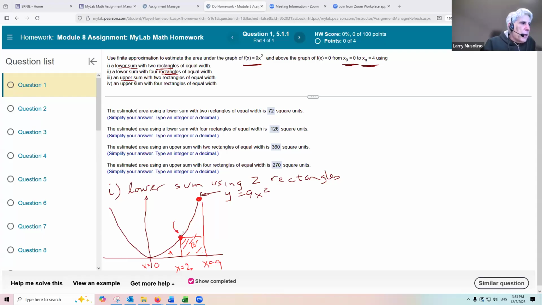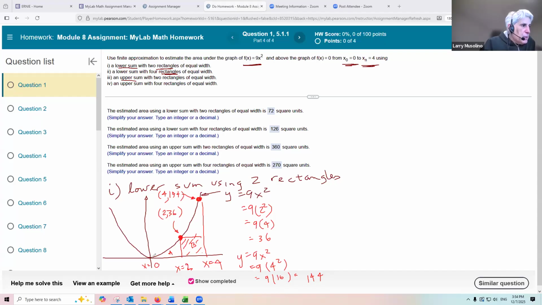Now let me label the xy coordinates of this. It's x is 2, y is 9 times 2 squared. That's 9 times 4, that's 36. So this point is (2, 36). While I'm at it, let me label this red dot here. x is 4, y is 9x squared. That's 9 times 4 squared. That's 9 times 16, which is, what is 9 times 16? 144, I think. So this point here is (4, 144).